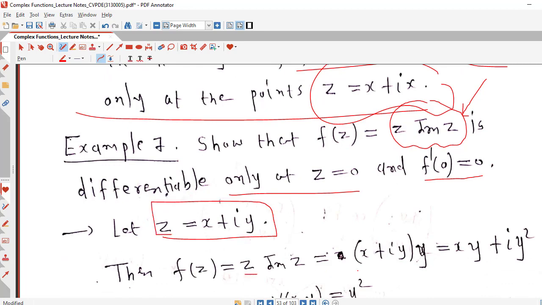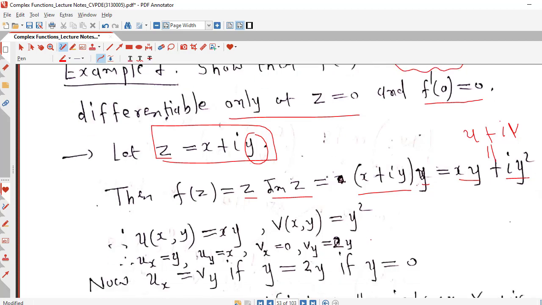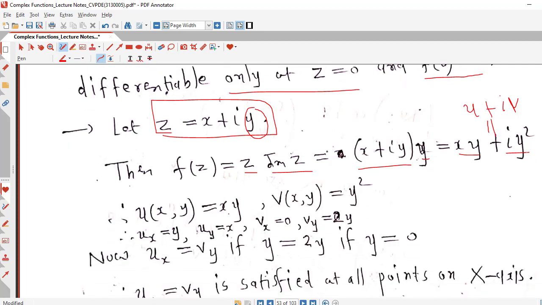So z is as it is. The imaginary part of z is the coefficient of i, that is y. So we put y here. And if we multiply by y, this is going to be xy + i y². And if we compare this with u + iv, we obtain u = xy and v = y². So del u by del x is y.